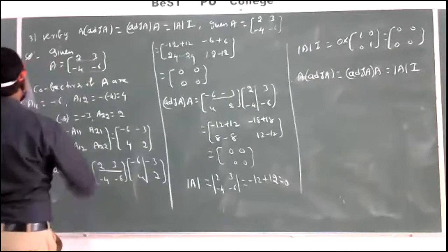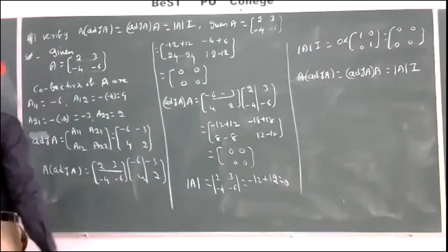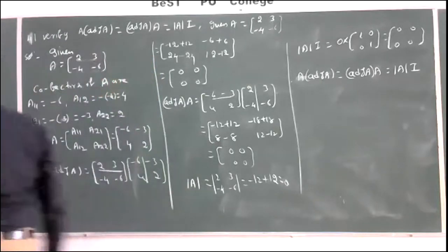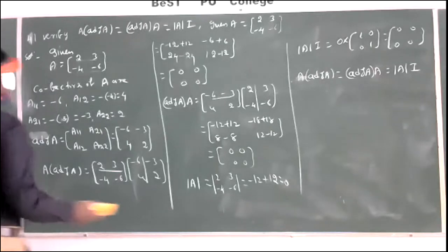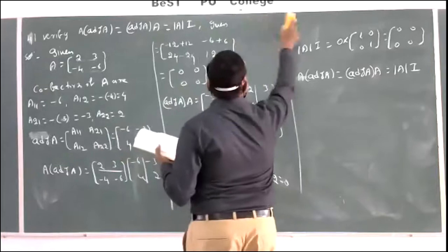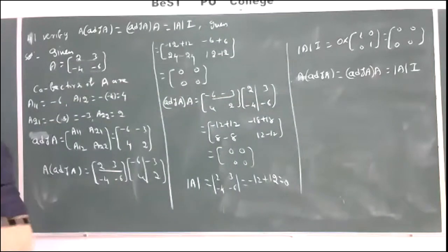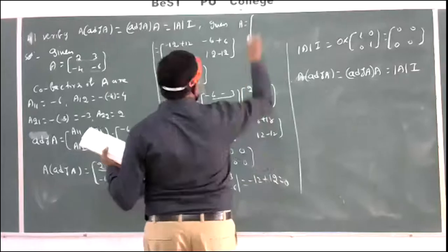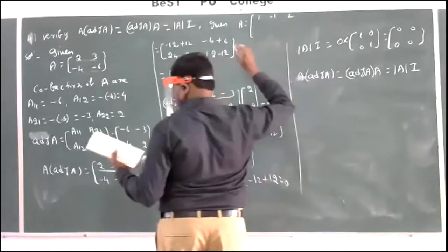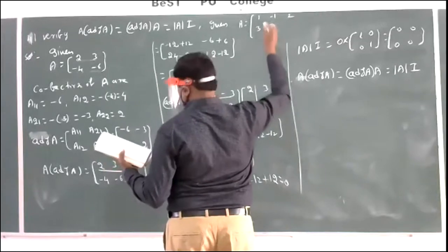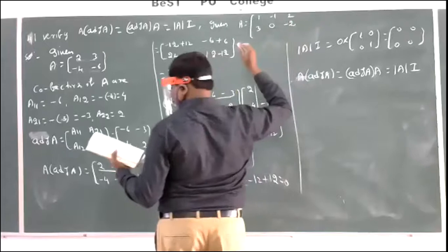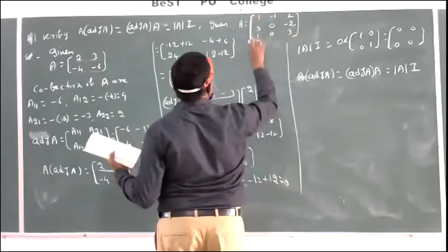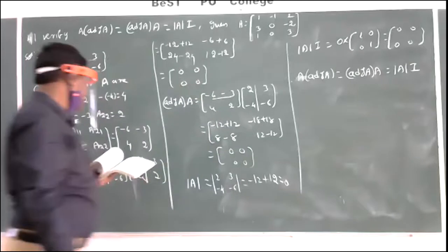Let's write down the fourth problem. Verify that A into adjoint A equal to adjoint A into A equal to det A into I, where A is given as [1, minus 1, 2; 3, 0, minus 2; 1, 0, 3].